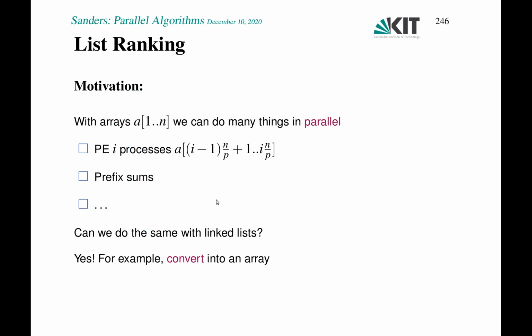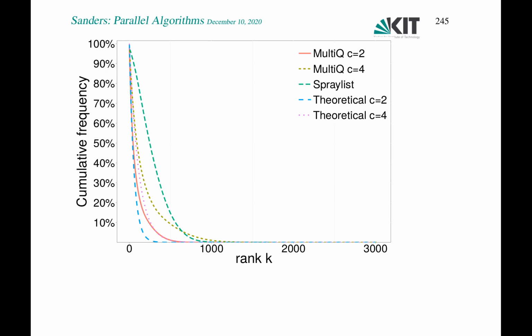Okay, that brings us to the end of the priority queue chapter. The next thing will be list ranking, which is kind of a preparation for parallel graph algorithms.